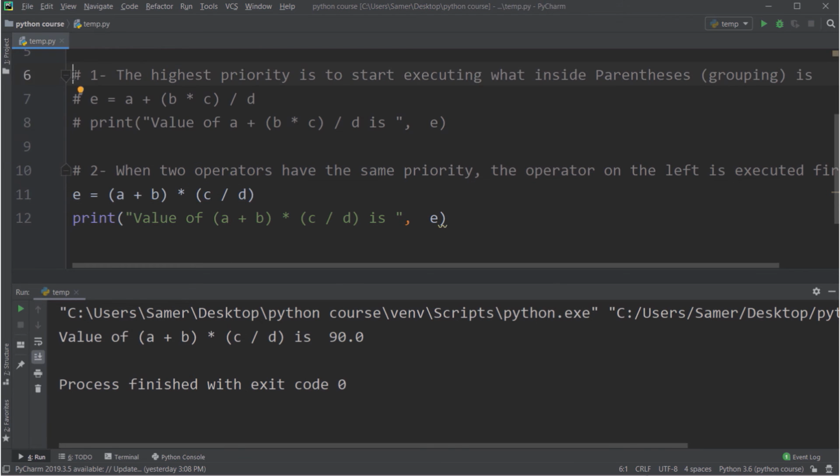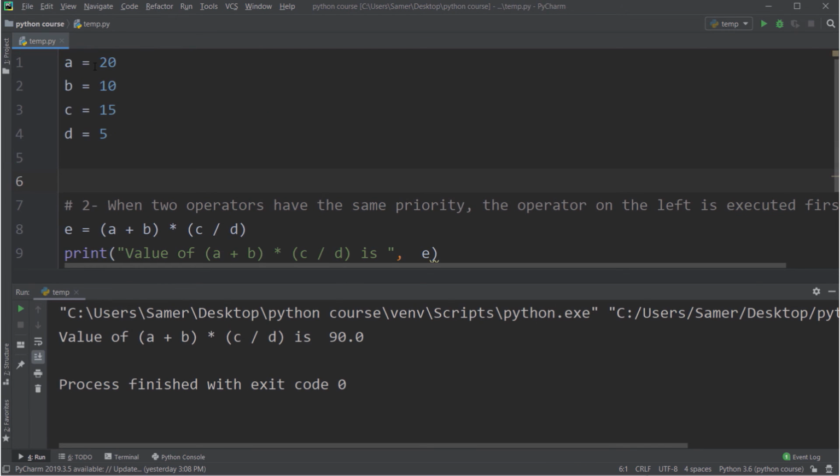Why 90? Let me explain this. As you see here, a equal to 20, b equal to 10, so a plus b is 30. Then we have c divided by d, so 15 divided by 5 is 3. Finally, I will multiply 30 by 3 and I will get 90. That's all for this code session.